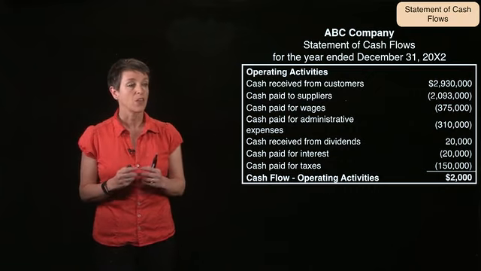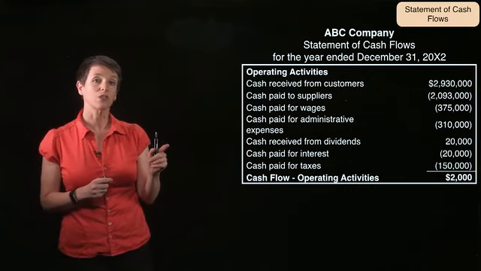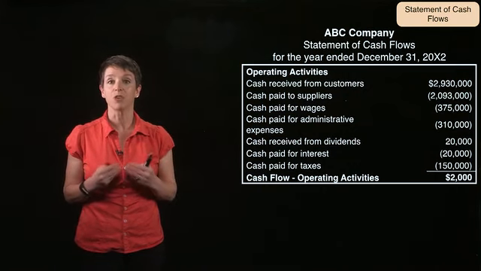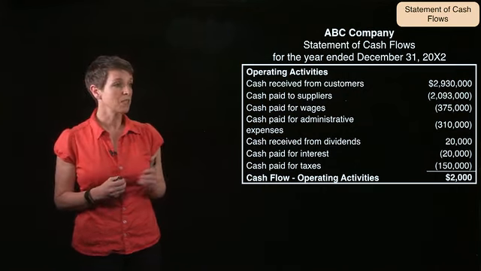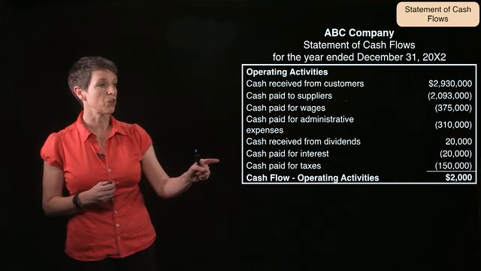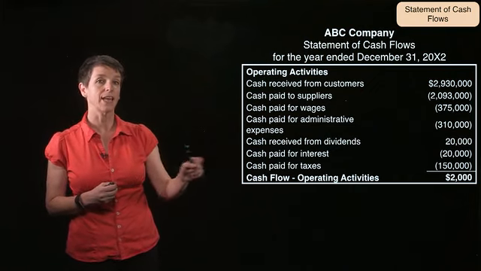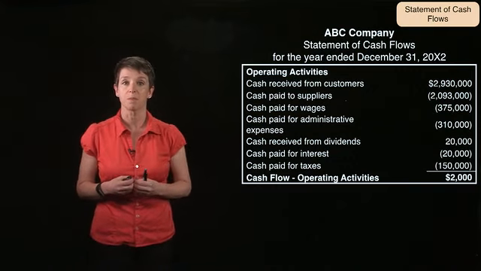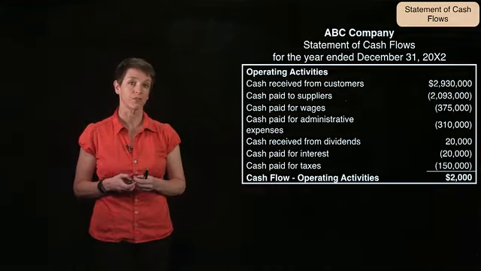Because of that, there are a couple of things here that are actually required to be disclosed as supplemental information if we use the indirect method. Specifically, a company is required to show cash paid for interest and cash paid for taxes as a footnote disclosure to the cash flow statement when the indirect method is used.